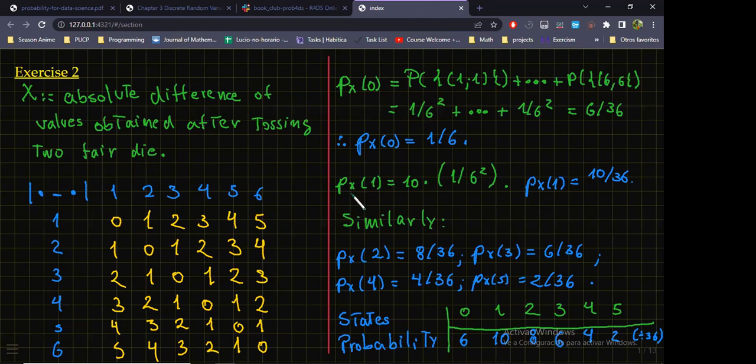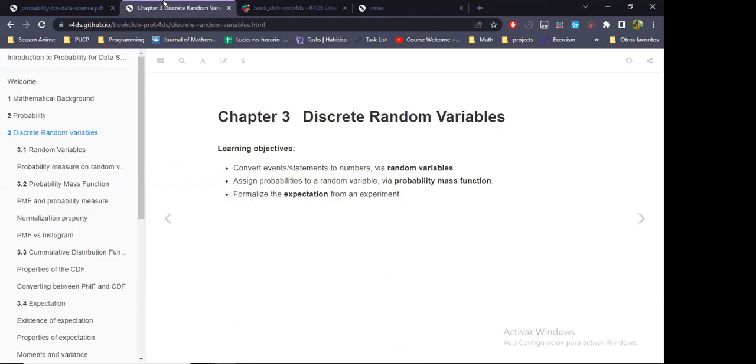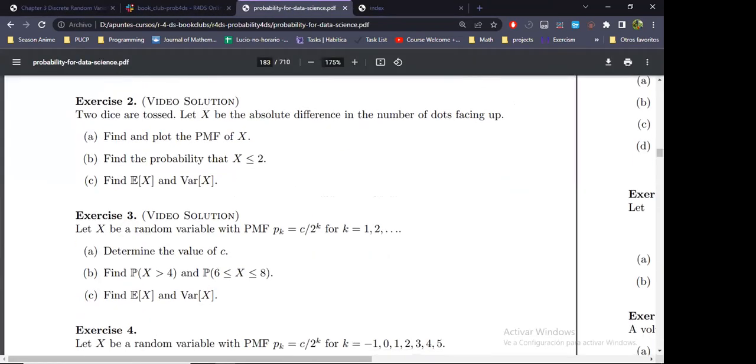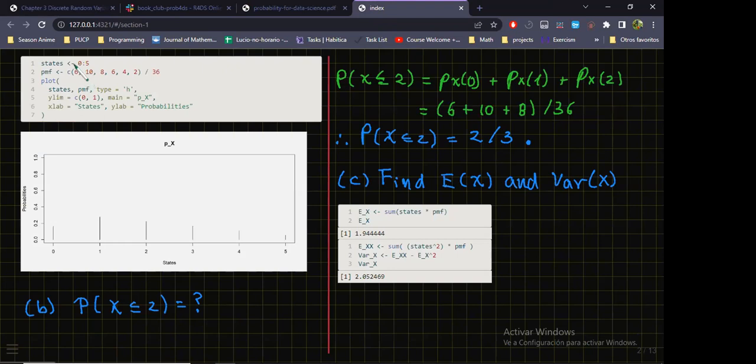Okay, now similarly for the PMF evaluated at 1, we simply count how many times it occurred, and then we can divide by 36. So I got 10/36. And similarly for the other cases. So in the end, the PMF obtained is that for these states, these are their respective probabilities, divided by 36. Now, I think they ask us to plot it. So we'll simply write the states, then the PMF. Here's a graph.